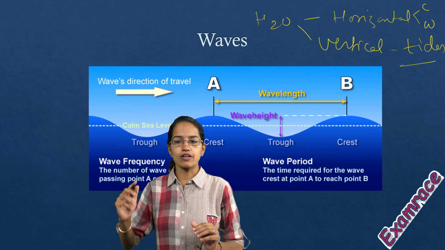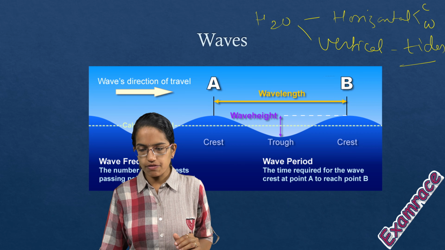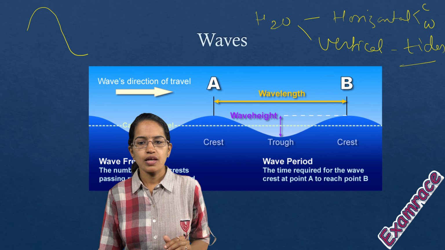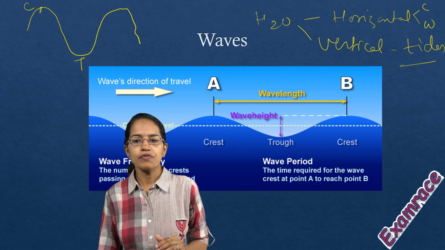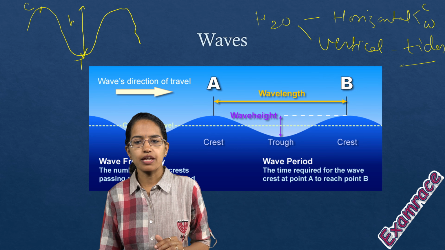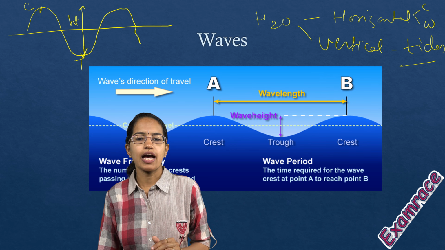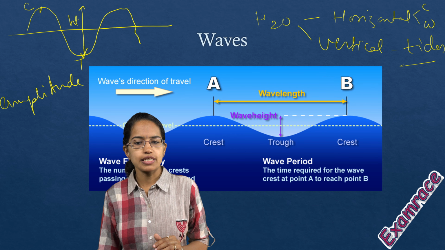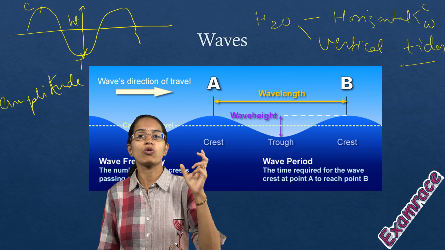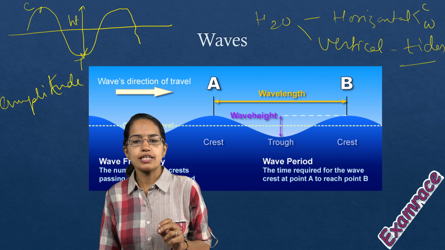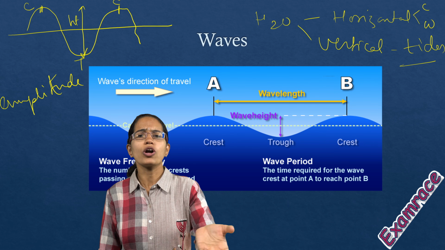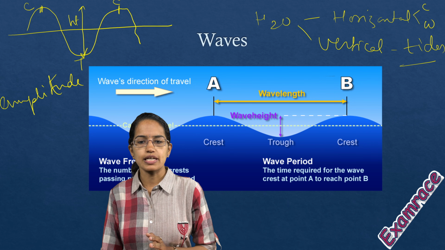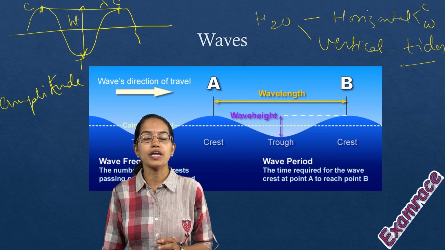Now, understanding the components of the wave, we have, let's say, a wave here. Now, this wave pattern has a crest and a trough. The difference between the crest and the trough is known as the wave height. Half of this height is what is known as amplitude. So we understand what is wave height, and we understand what is wave amplitude. The distance between two crests or two troughs, whichever you consider, is what is known as a wavelength.